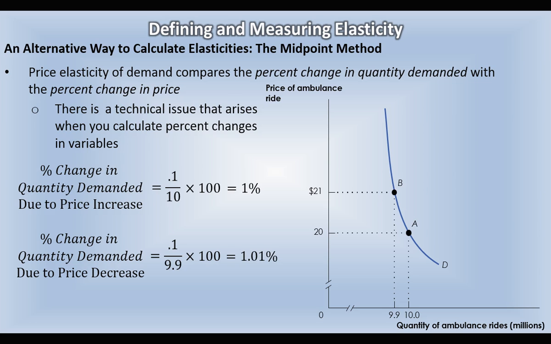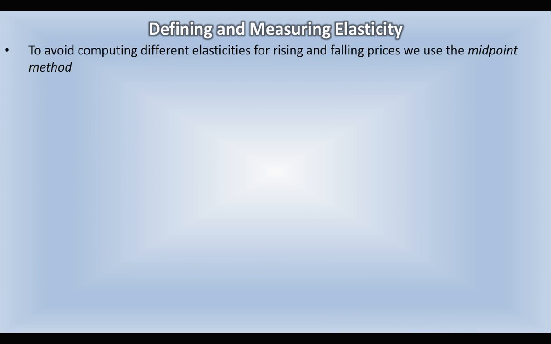It's 0.01 different, but you can get a different number if the numbers are different, and therefore that might tell you something different about the nature of the elasticity depending on who's doing the analysis and where they're starting from. And because of that, we use what's called the midpoint method to avoid that complication.